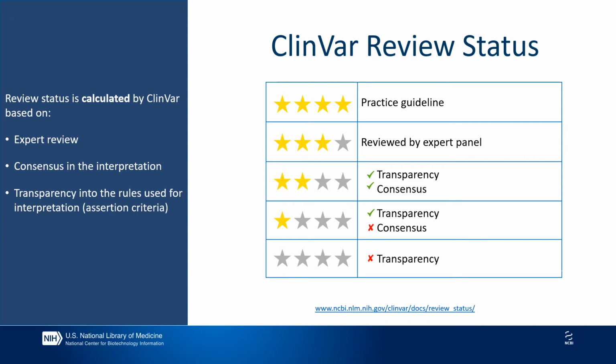So if we have both transparency into their classification rules and consensus in the interpretation, those records get 2 stars. If we have transparency into their classification rules, but we don't have consensus, either because there's disagreement in the interpretation or because there's just a single record, those records get 1 star. If we do not have transparency into their classification rules at all, those records get 0 stars. This is really a summary of the review statuses, not the actual review statuses themselves. They're all documented in more detail on our website, linked here.